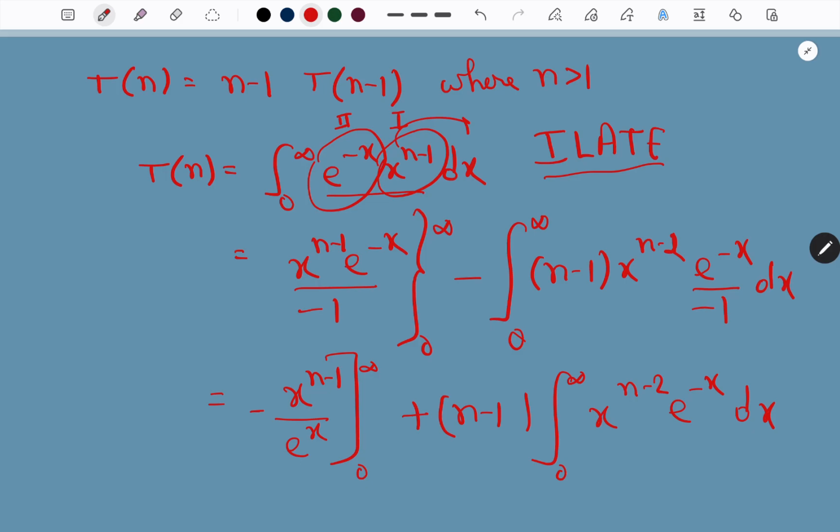Now if I say x to the power n minus 1 divided by e to the power x for x tending to infinity, this will be equal to 0. Why? If n is greater than 1, x to the power n minus 1 by e to the power x, limit x tends to infinity.